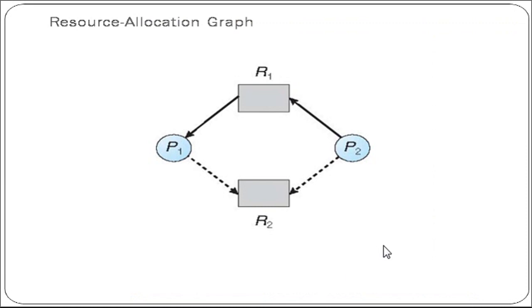Now here see the resource allocation graph, in which there is a claim edge from P2 to R2, P1 to R2, there is assignment edge from R1 to P1, and there is request edge from P2 to R1.